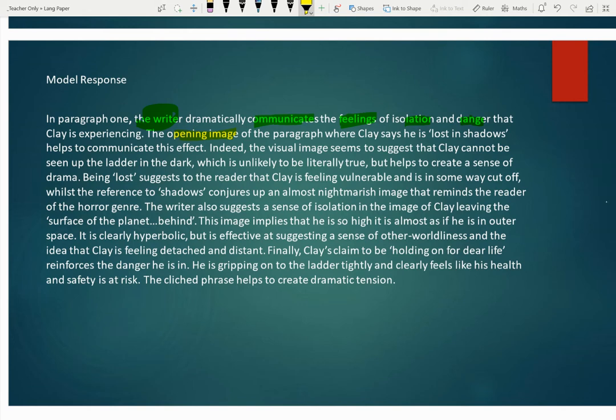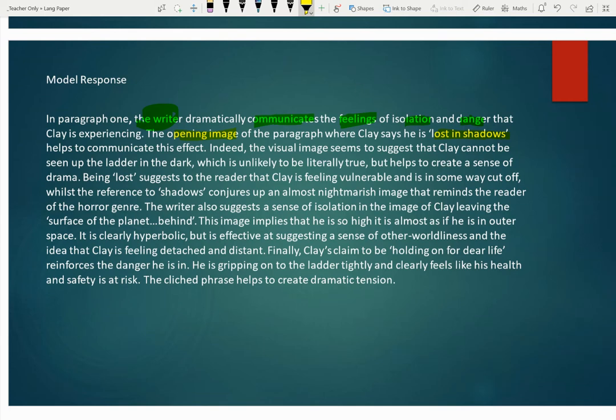The opening image of the paragraph where Clay says he is lost in shadows helps to communicate this effect. So I'm going to talk about this quote here. I've embedded it seamlessly into my sentence. I've identified it as an image. So far the examiner's happy. Now I need to go in to do a bit of analysis.